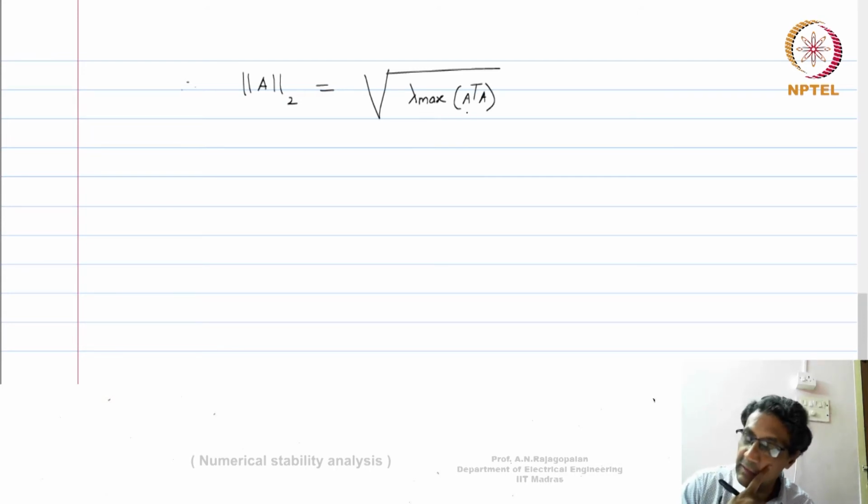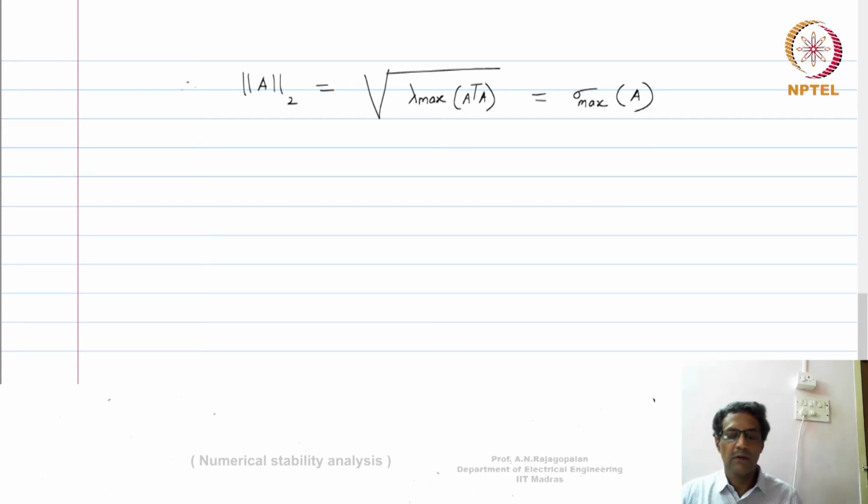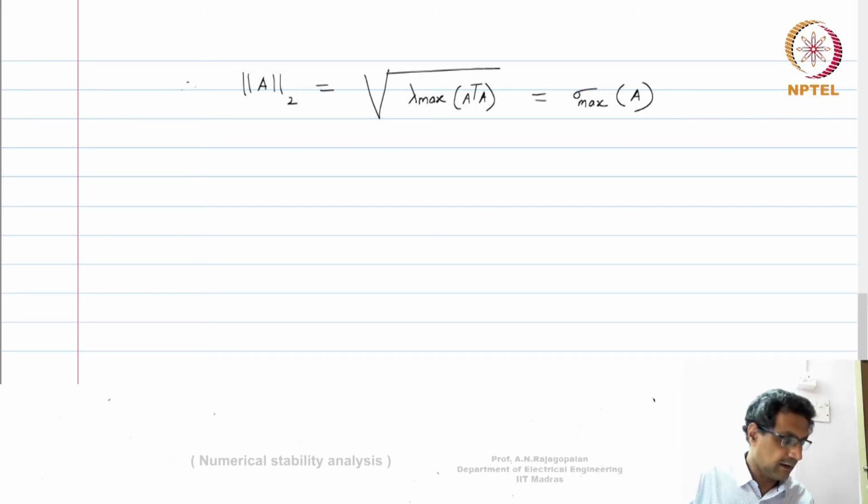And in terms of singular values, we know that the positive square root of the eigenvalue of A transpose A is nothing but the singular value of A. Therefore this is equal to sigma max of A. Okay, so you're back to your singular value thing. So singular value decomposition seems to be coming up every now and then, right? It has a very, very major role to play.